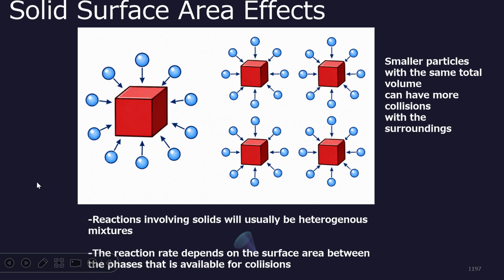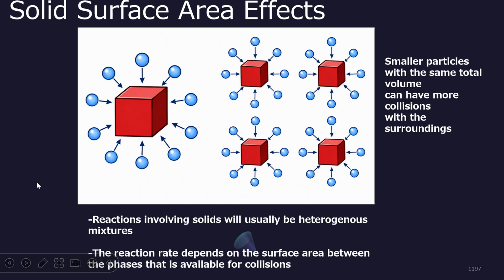But as you make particles smaller, maybe chop up this cube, the same volume, into 4 smaller cubes, now we have way more surface area available for the outer particles to collide with, so this reaction rate is going to go much faster. So smaller particles with the same total volume can have more collisions with the surroundings. I'm sure there are mathematical formulas that can prove this, but hopefully this picture can as well. Again, this is kind of 2D. You can imagine particles collide with the front, back, top, bottom of these cubes. More collisions will be possible with smaller particles.